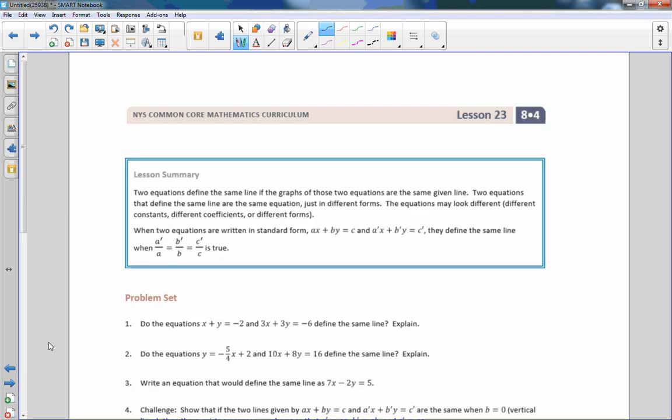Okay, that is the end of lesson 23. Review the summary and go to your problem set.